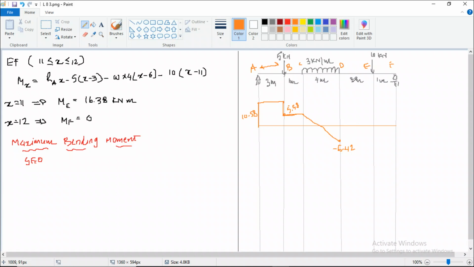Now again between D and E there is no force, so it will be a straight line. Now when we reach point E, the shear force value is 10 kilonewton downward, so minus 6.42 minus 10. So we need to add, and we'll reach minus 16.42. And again from E to F there is a straight line.